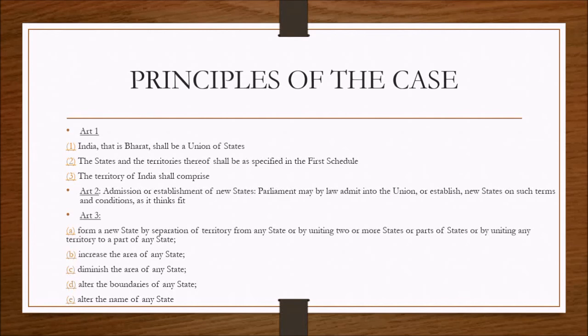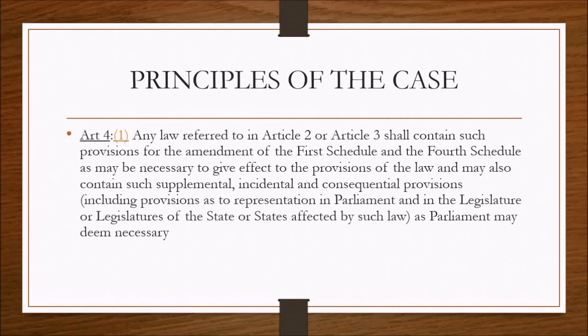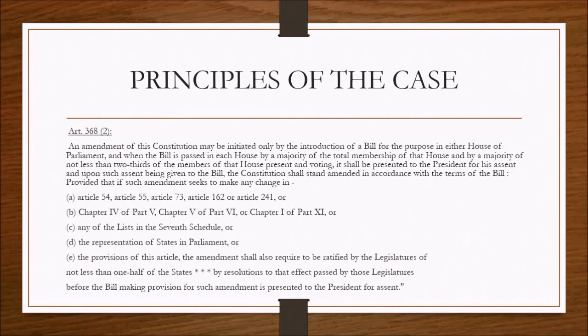We do not think that this instance can be of any assistance in construing the scope and effect of the provisions of Article 3. Therefore, our conclusion is that it would not be competent to Parliament to make a law related to Article 3 for implementing the agreement. So the agreement has to be passed under Article 368. We have already dealt with Article 4. Then going to Article 368, Clause 2.